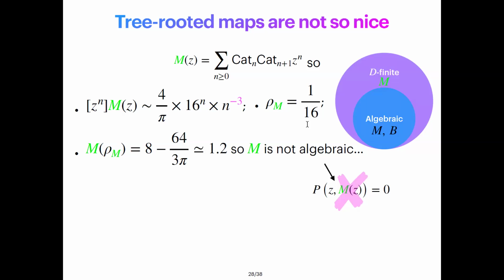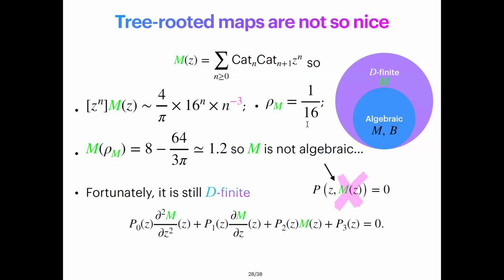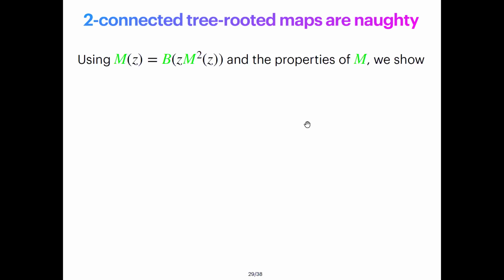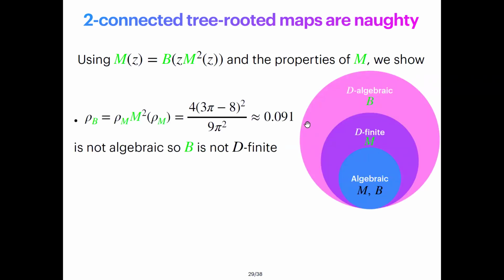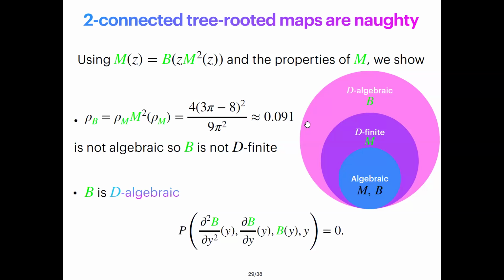Unfortunately, M is still D-finite, and we find a linear differential equation satisfied by M. And that's the case for M, but B is really not so nice. So using the equation between M and B and the properties we have found for M, we can show that the radius of convergence of B is this transcendental number, which means that B is not D-finite. And B is what we call D-algebraic, and we find an explicit polynomial relating B and its derivatives.